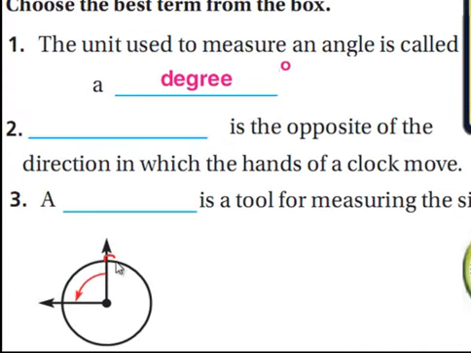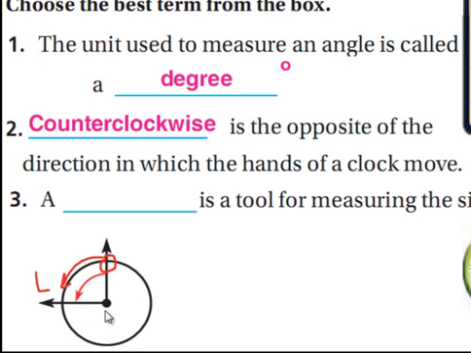I'm gonna stand on the top, then I'm gonna turn to this side. What is it called? It's the left hand side. When you see the left hand side, you should tell me it's the opposite of the direction in which the hands of a clock move. It's called counterclockwise. Great. Let's see question 3.